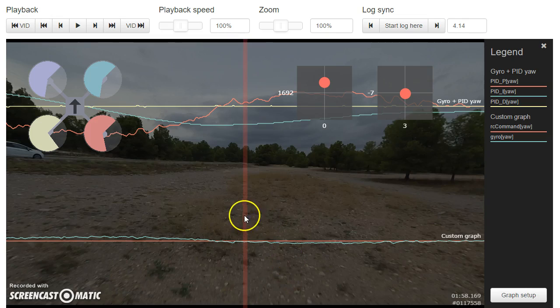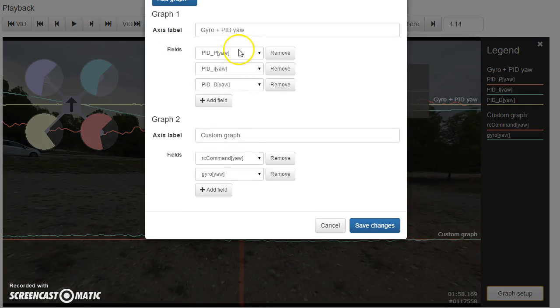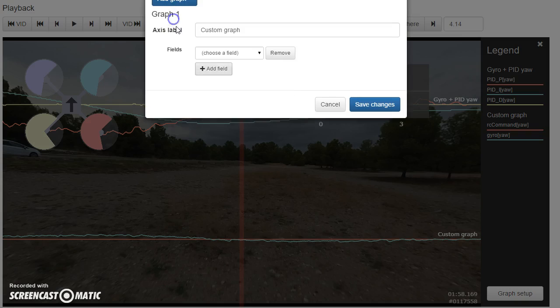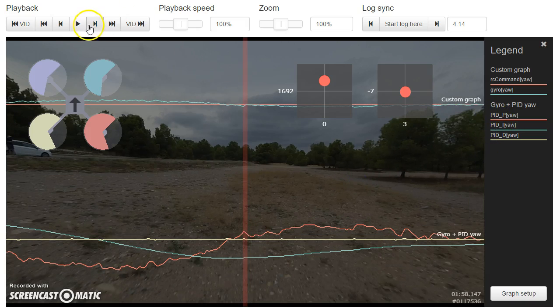Let's take another quick look, and I've got the traces pulled up as I normally do. No, I don't want it that way. No, hang on. Oh, I thought I had it right, but I had them turned around. Hold on. Okay, so now I've got them set up like I usually prefer, with RC command and gyro on top and the PID on the bottom.